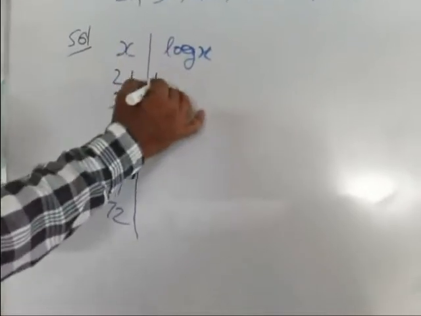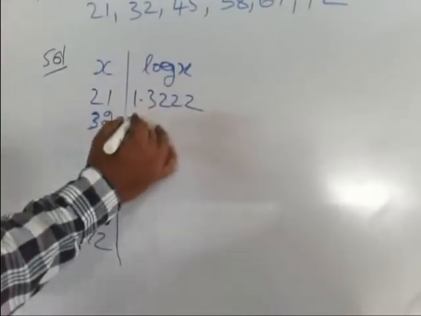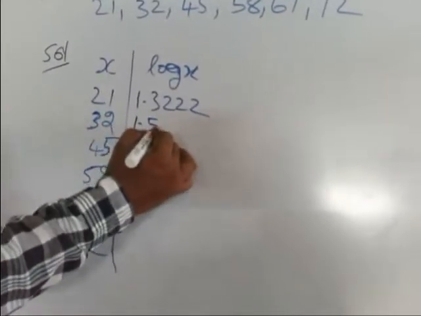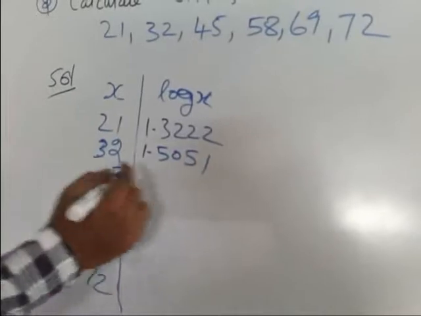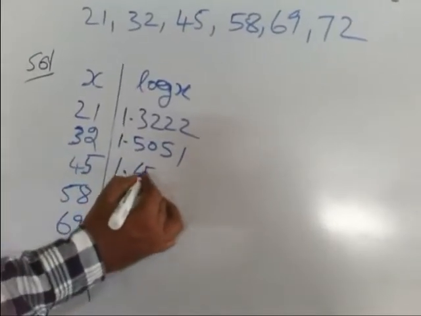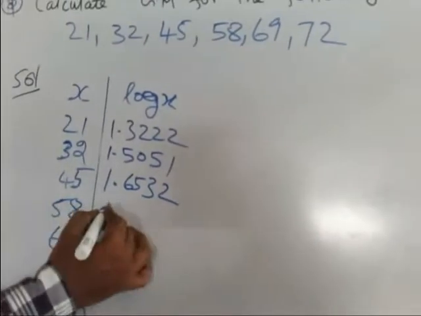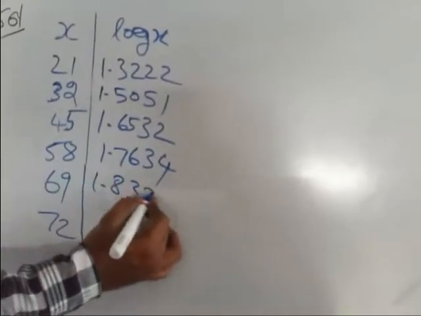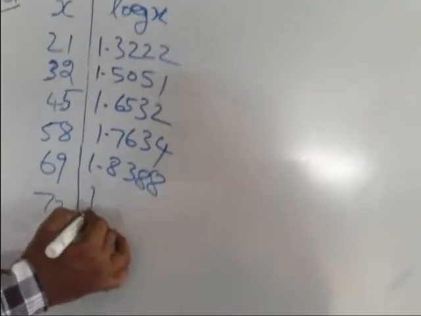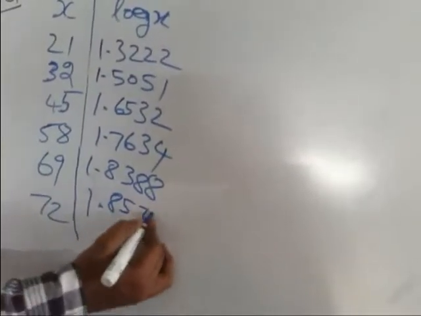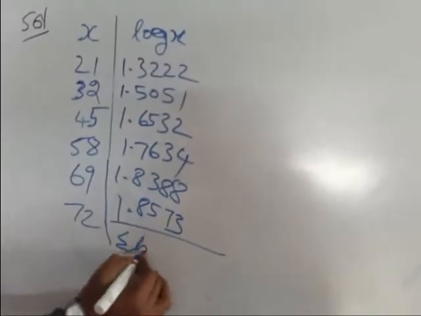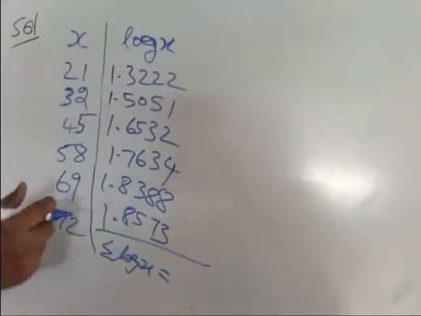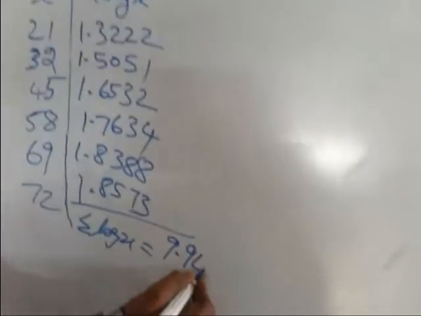So log for each value, you know how to find. Just writing the values directly. Log 21 equal to 1.3222. Next log 32 is 1.5051, and log 45 equal to 1.6532. Log 58 is 1.7634. Now log 69 is 1.8388. The last one, log 72, is 1.8573. Now the total of log x, that is summation log x, is nothing but adding all these values. If you add all values, we get 9.94.